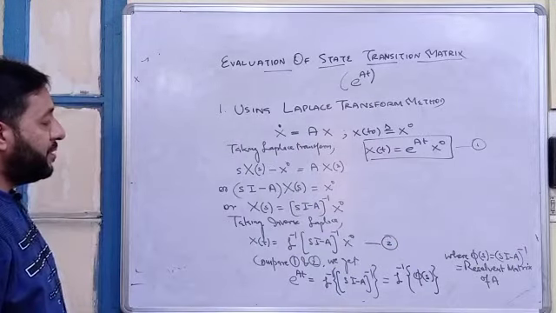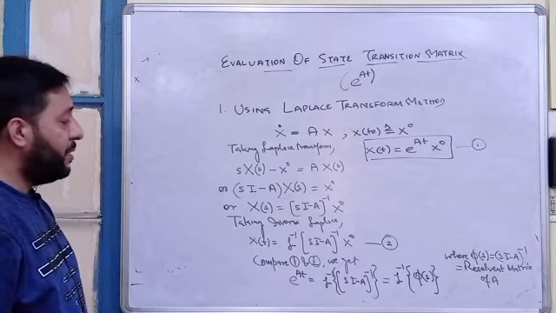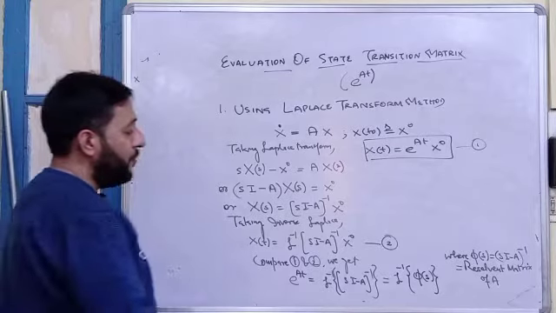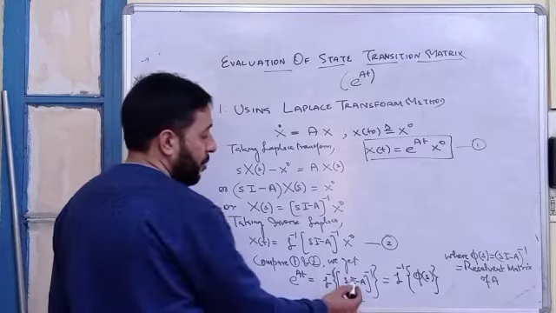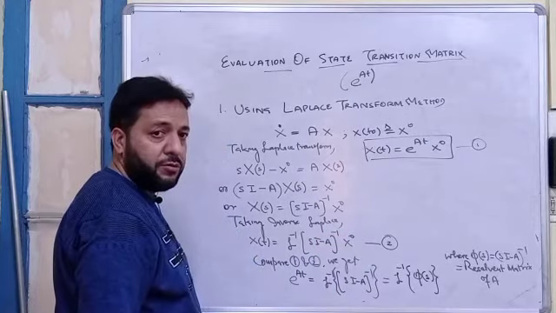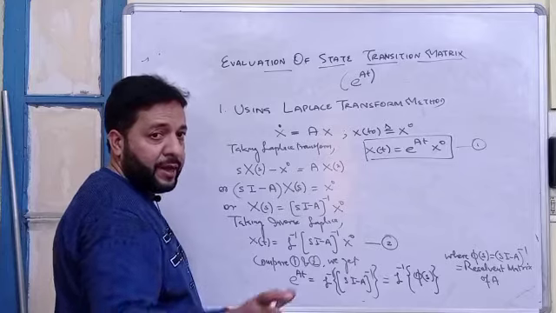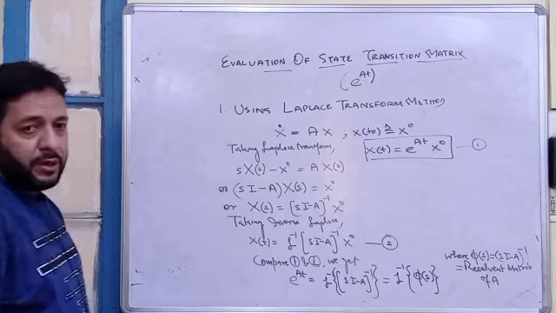What is this known as in matrix theory? Resolvent. A resolvent matrix of A. So how do you obtain e to the power At? You first obtain sI minus A. Then you obtain sI minus A inverse. Then you take its Laplace inverse. Every term becomes a matrix, and that is your e to the power At.